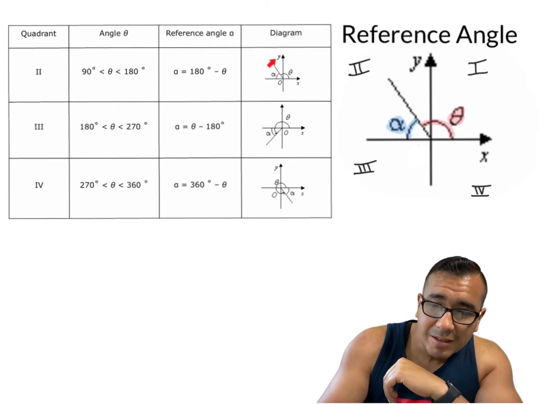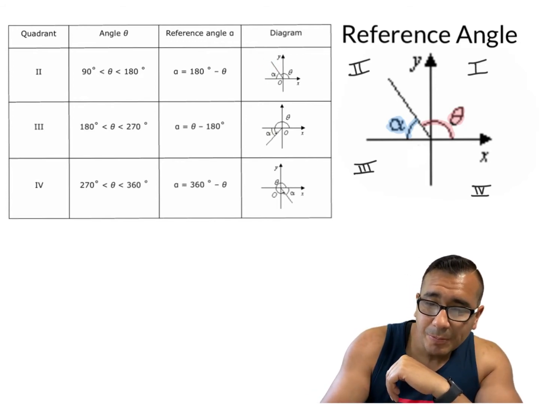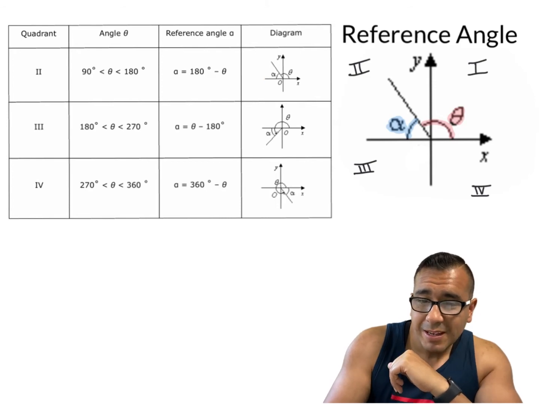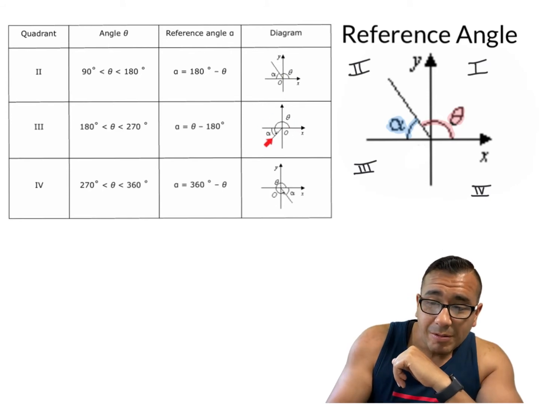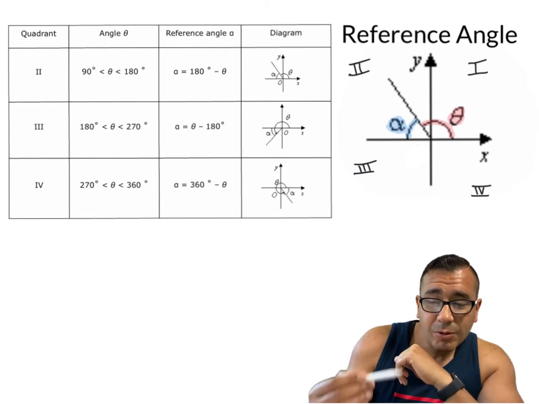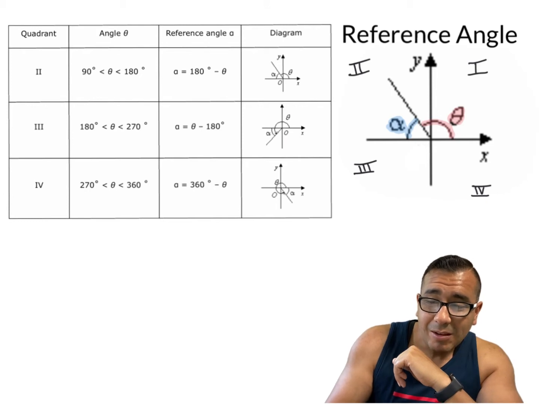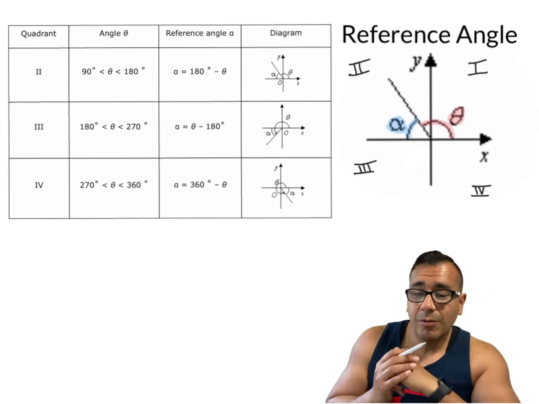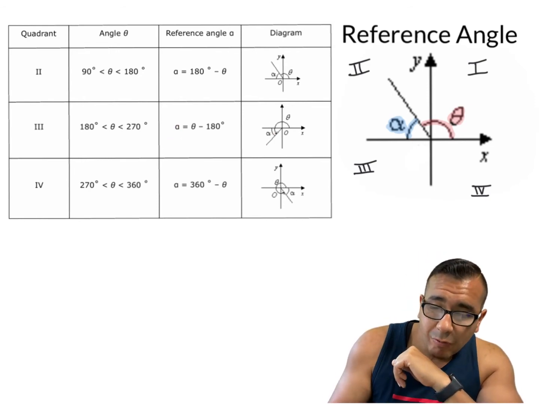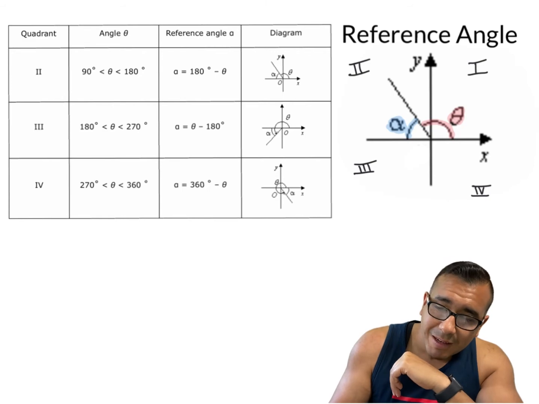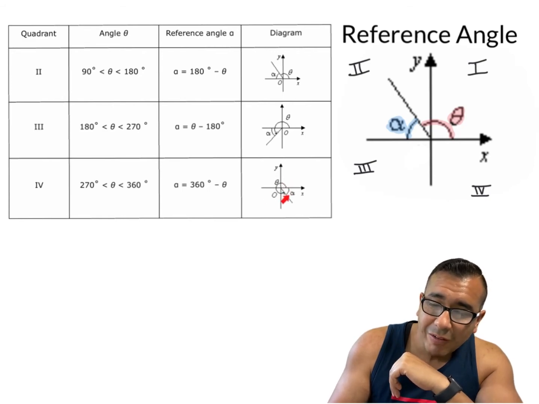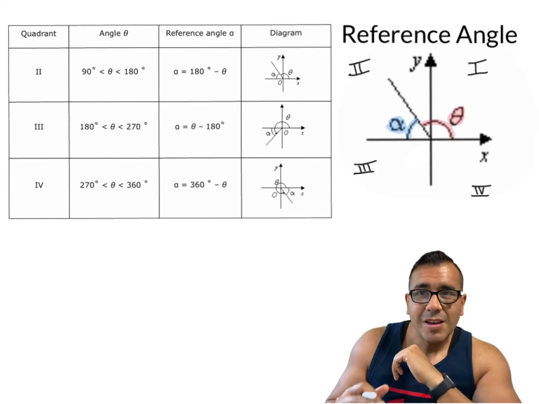If your angle ends up in quadrant 2, to get your reference angle you're going to take 180 minus the given angle. If you draw your angle and it's in quadrant 3, you're going to take the angle they give you and subtract 180 from it, and that's going to leave you with your reference angle. But if you're in quadrant 4, like this picture right here, you're going to take 360 and subtract the angle they give you to get your reference angle. I'm going to do an example of these so that this makes sense.